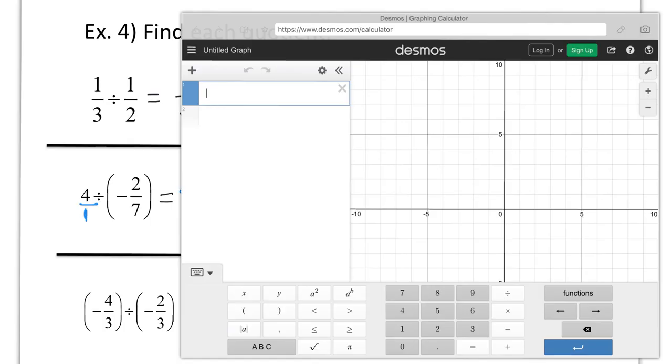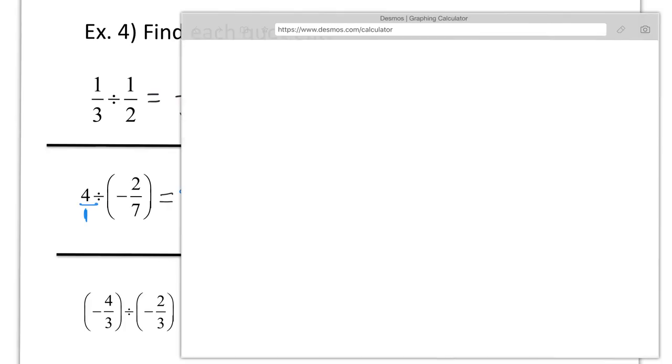So I'm going to do that in decimals. I'm going to put the fraction, and to put the fraction, you just use the division sign. So I'm going to put 1 divided by 3. Okay, I need to move the cursor, so there's some arrows on the right side of the screen here, and I move the cursor to the right. I'm going to put division, and then I have 1 divided by 2.